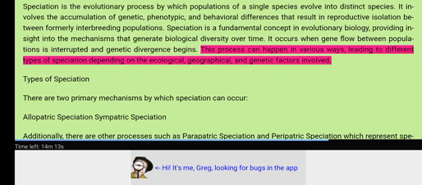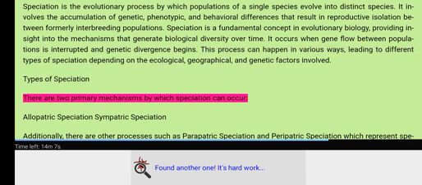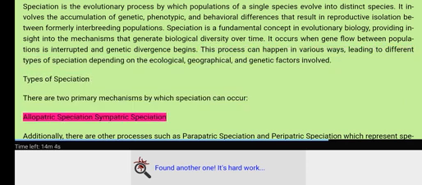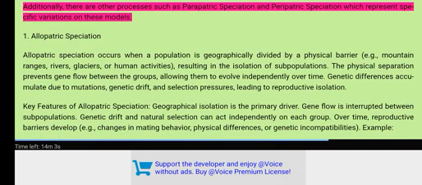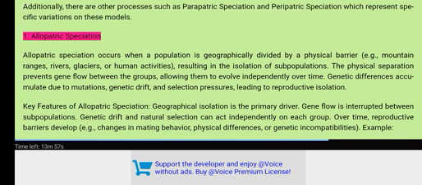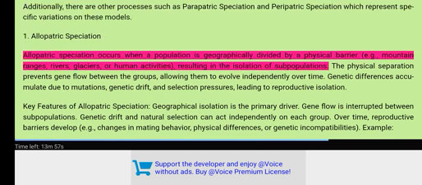This process can happen in various ways, leading to different types of speciation depending on the ecological, geographical, and genetic factors involved. Types of speciation. There are two primary mechanisms by which speciation can occur: allopatric speciation and sympatric speciation. Additionally, there are other processes such as parapatric speciation and peripatric speciation, which represent specific variations on these models.